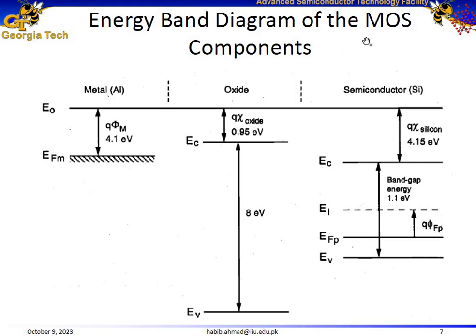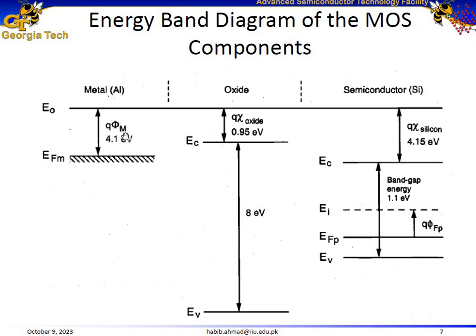Let us look at the energy band diagram of the MOS components, the metal, oxide, and semiconductor, separately when they are not placed together. Or we can say, let us look at the energy band diagram of each one of them independently when they are not connected. For the metal, assume that the metal is aluminum. We know that for metals, the conduction and valence energy levels actually overlap, and the Fermi energy level is roughly around the same level as that of the conduction and valence energy levels.